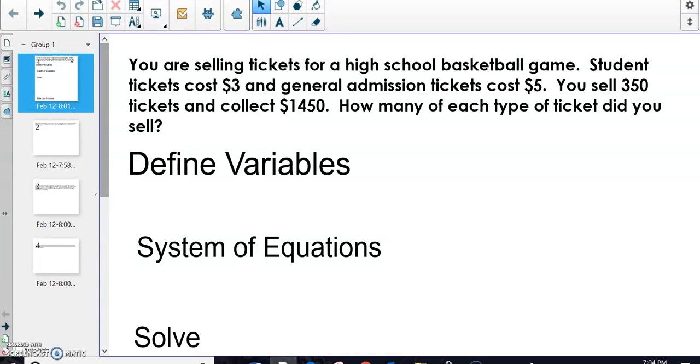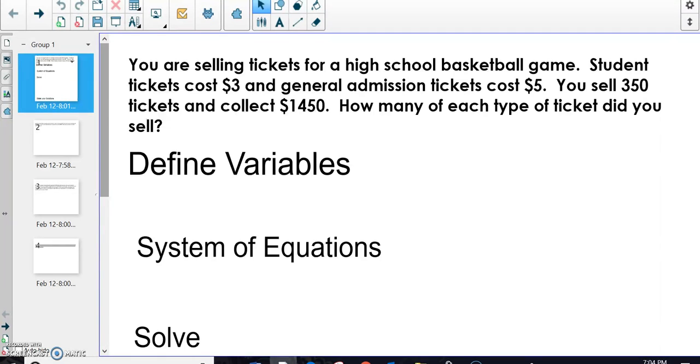Here's an example of an application problem for systems of equations. And this might help you some with your project because it has to talk about selling tickets and the cost of them. So let's go ahead and read the problem.